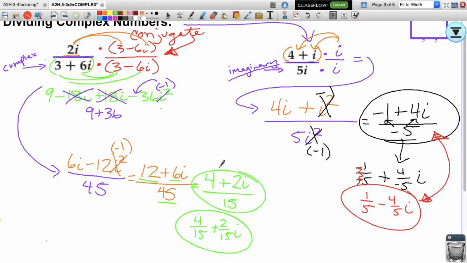So big idea, let's summarize this quickly. First step, determine is it imaginary in your denominator or is it complex? If it's imaginary, you just times the top and bottom by i. That's nice. If it is complex, you find the conjugate, which means just change the middle sign. Times that by the top and bottom, and then simplify. You know you're done when your denominator is a real number, and your top is at the most a complex.